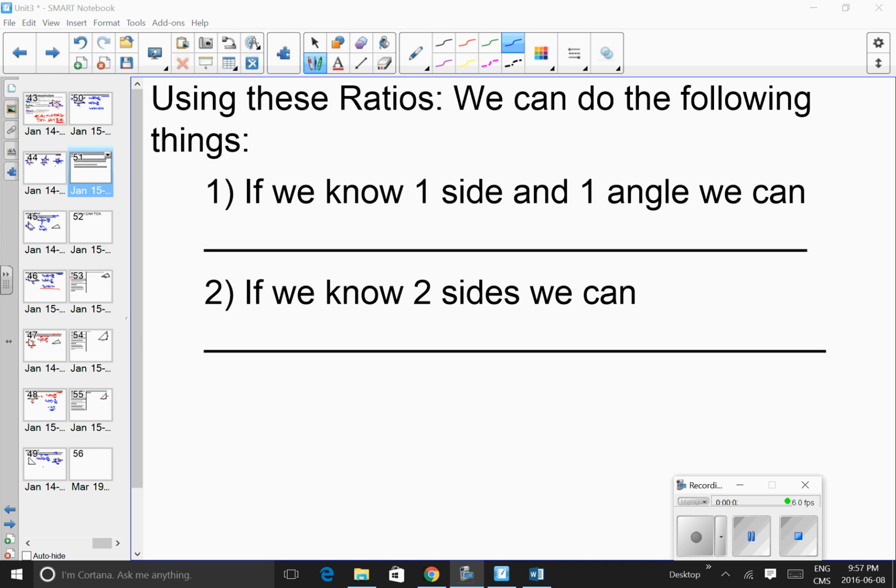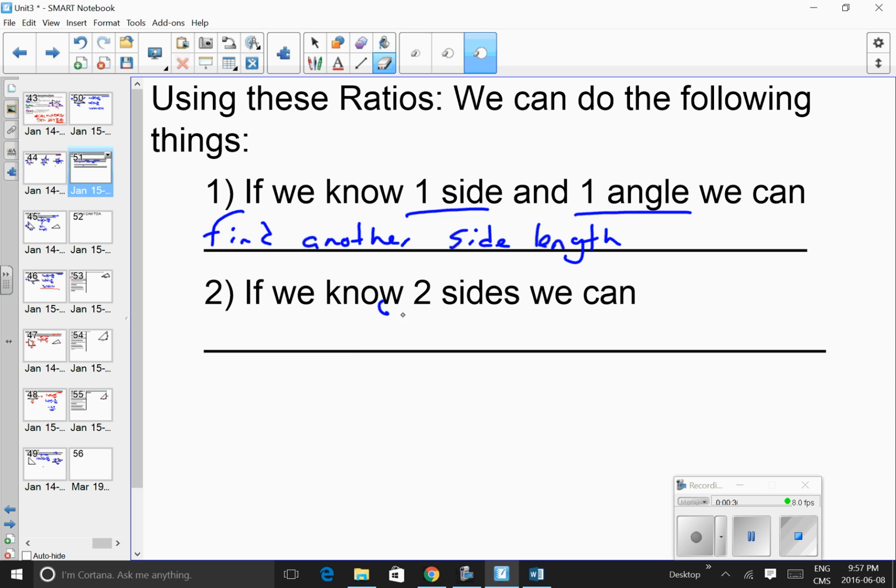Alright, so now that we know what those three trig ratios are, let's talk about what we can actually do with those things. We can do two things. One, if we know one side and one angle, we can find another side length, which is cool, because with the Pythagorean theorem, we can only find a side length if we know two sides. This way, we can still find a side length if we know one side. Secondly, if we know two sides, we can find the measure of an angle. So if you know two sides and no angles, you can figure one out.